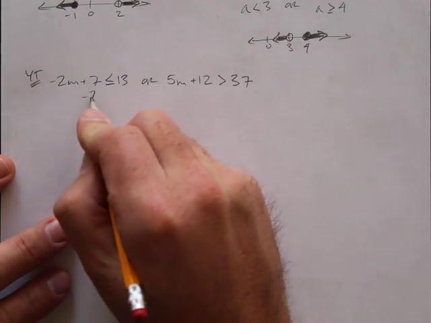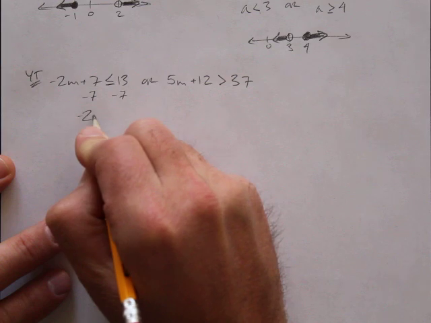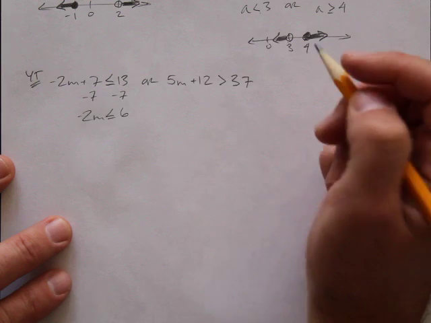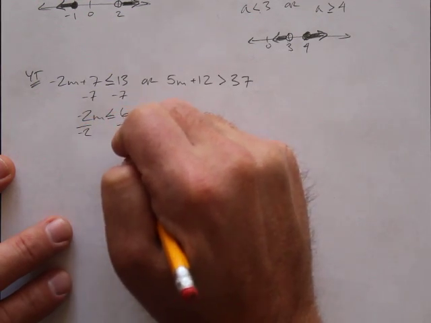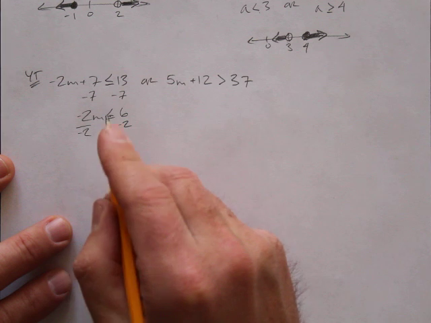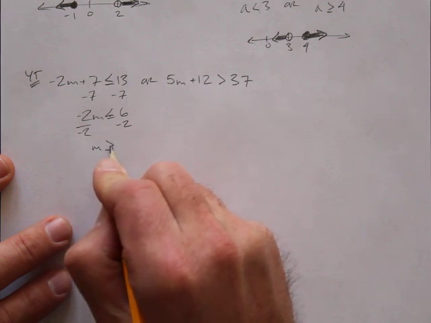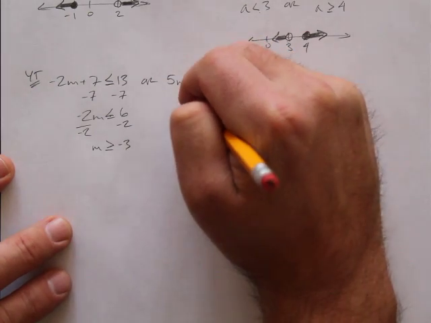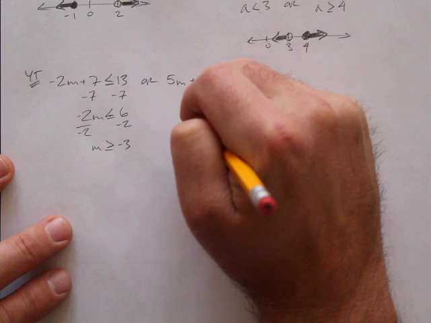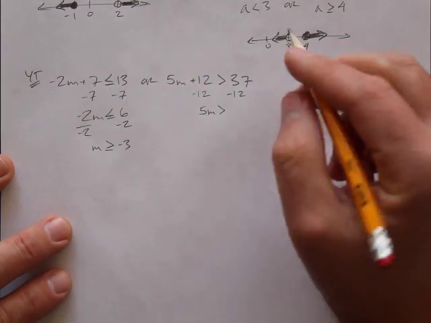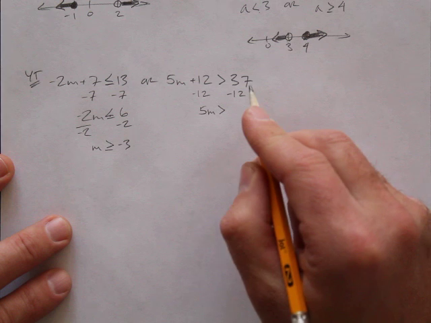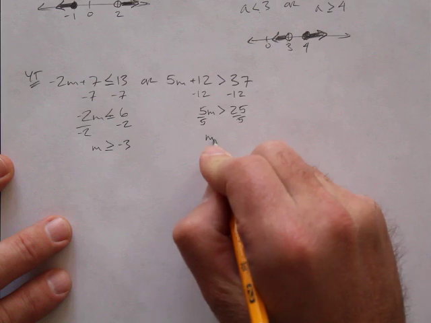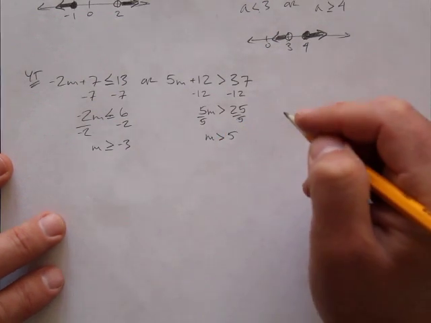So first here I'm going to subtract 7 from both sides. I get negative 2m is less than or equal to 13 minus 7, which is 6. Then I'm going to divide both sides by negative 2. When I divide, I need to flip this sign. M is greater than or equal to negative 3. All right, got that there. Now let's do this one. Subtract 12 from both sides. 5m is greater than 37 minus 12, which is 25. Divide both sides by 5. M is greater than 5.